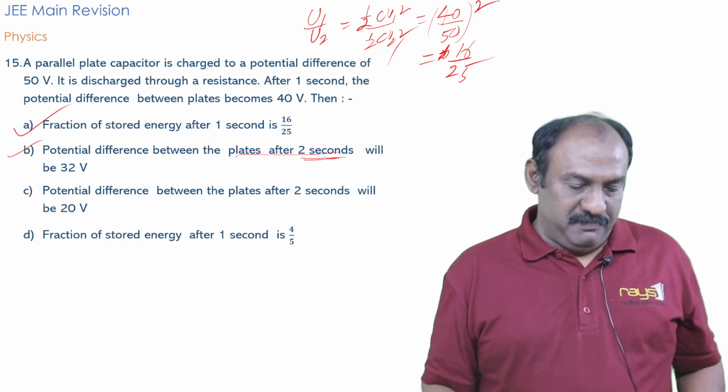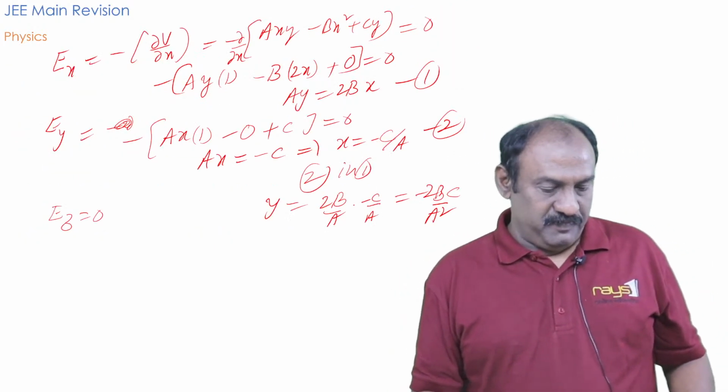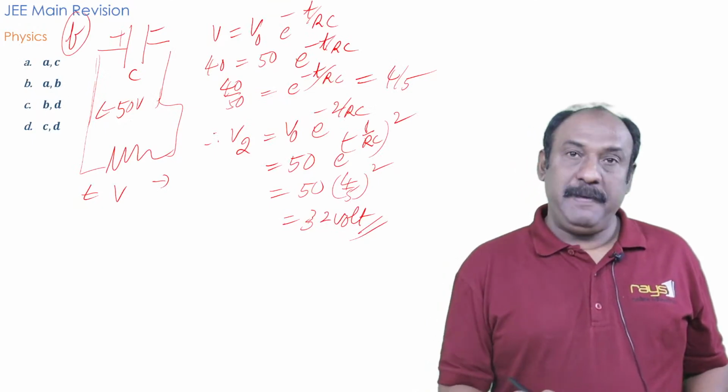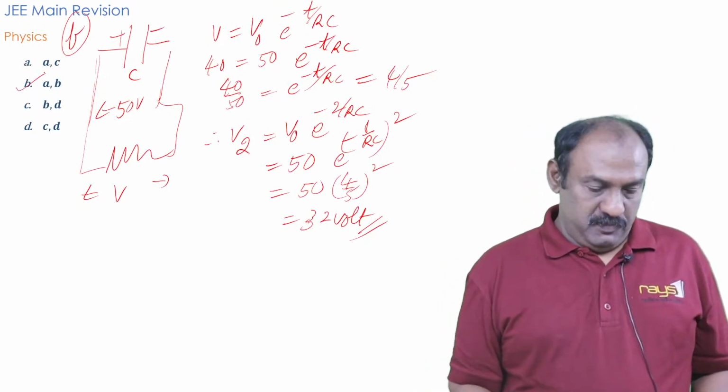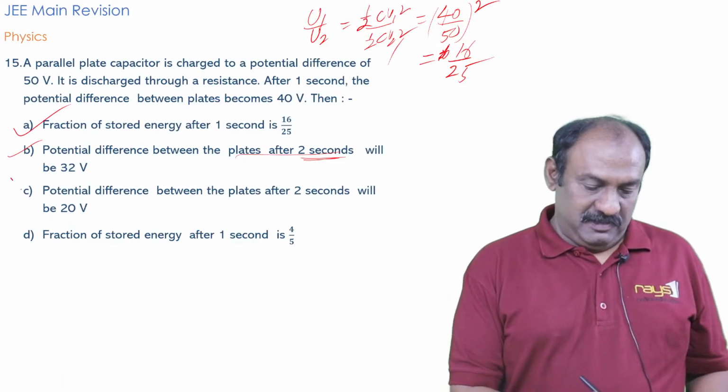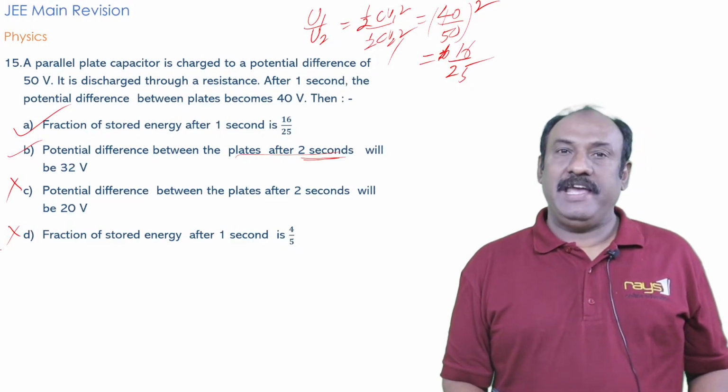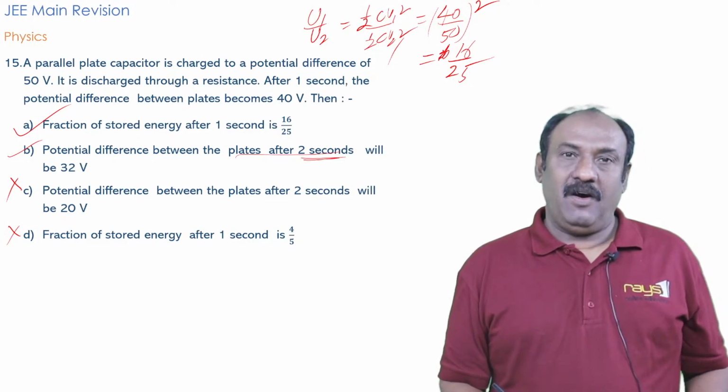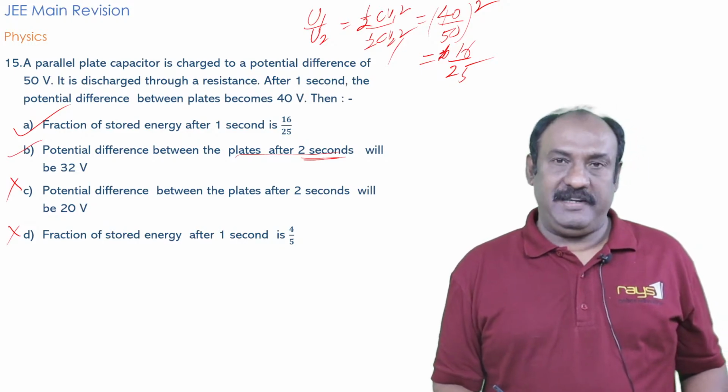So, for question number 15, answers are A and B. Both are correct. Okay. So, this is wrong. This one is also wrong. So, A and B are correct answers for question number 15.